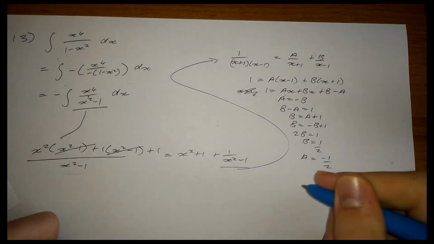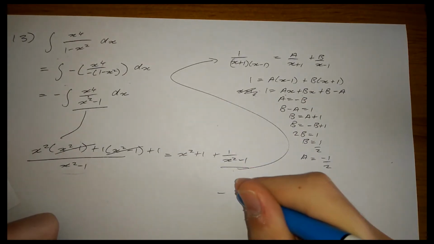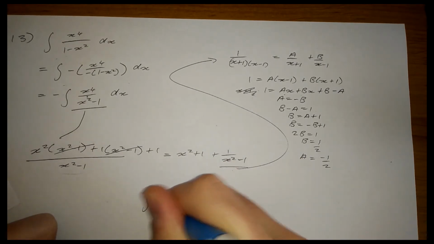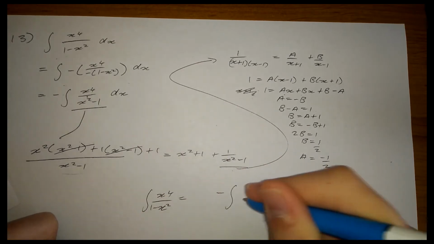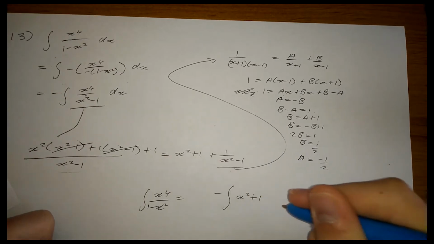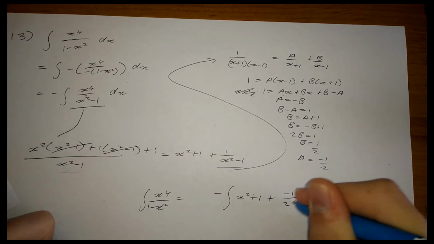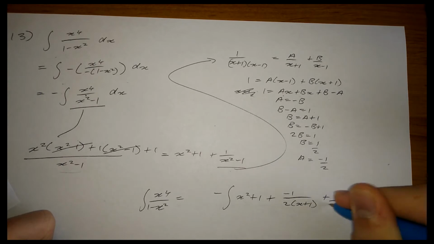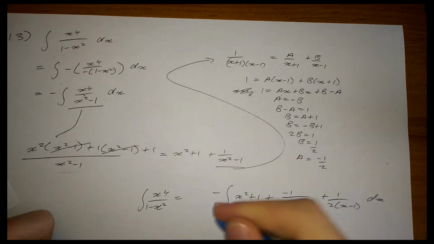Hence we have, if we combine all of this back together, we have our original integral. Hopefully this isn't too convoluted. Equaling negative integral of x squared plus 1 plus negative a half plus a half x minus 1 dx.